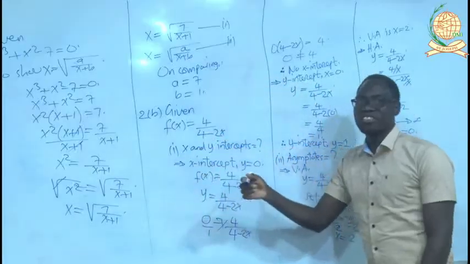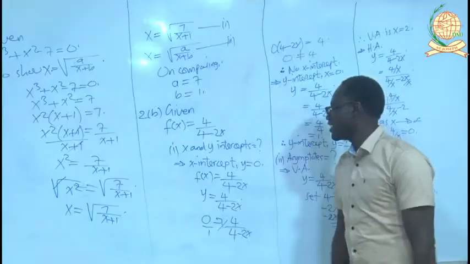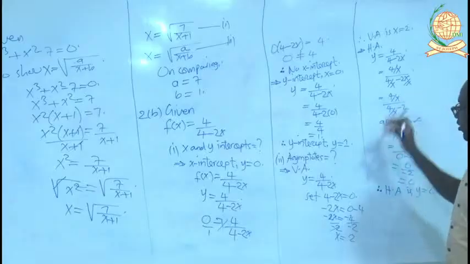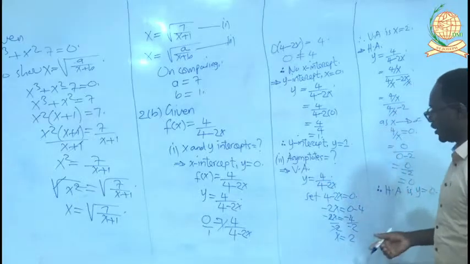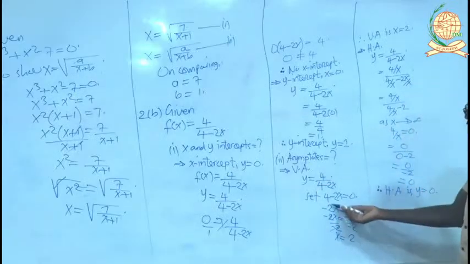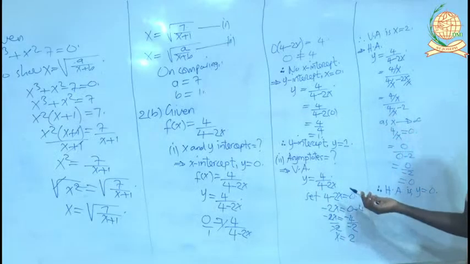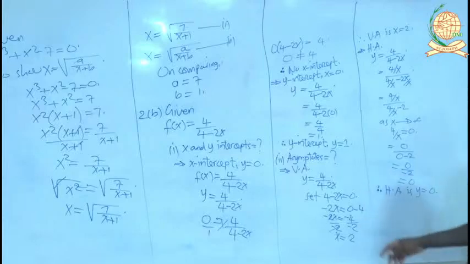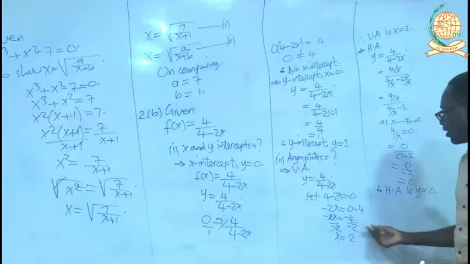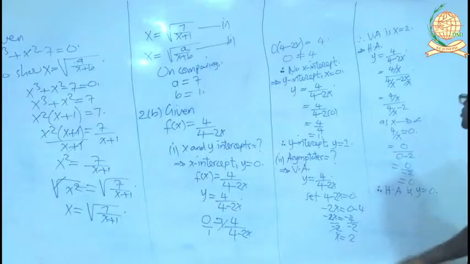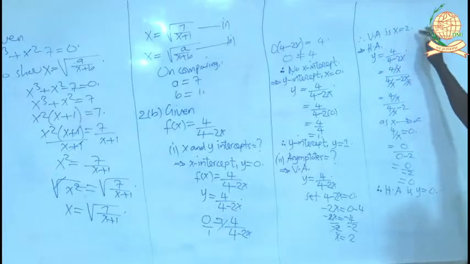From the given function f of x equals 4 over 4 minus 2x, the asymptotes are the vertical asymptote and the horizontal asymptote. To get the vertical asymptote, set the denominator equal to 0. That is 4 minus 2x is equal to 0. Then solve for x. Negative 2x will be equal to negative 4. Dividing by negative 2 throughout, x is equal to 2. So the vertical asymptote is x is equal to 2.